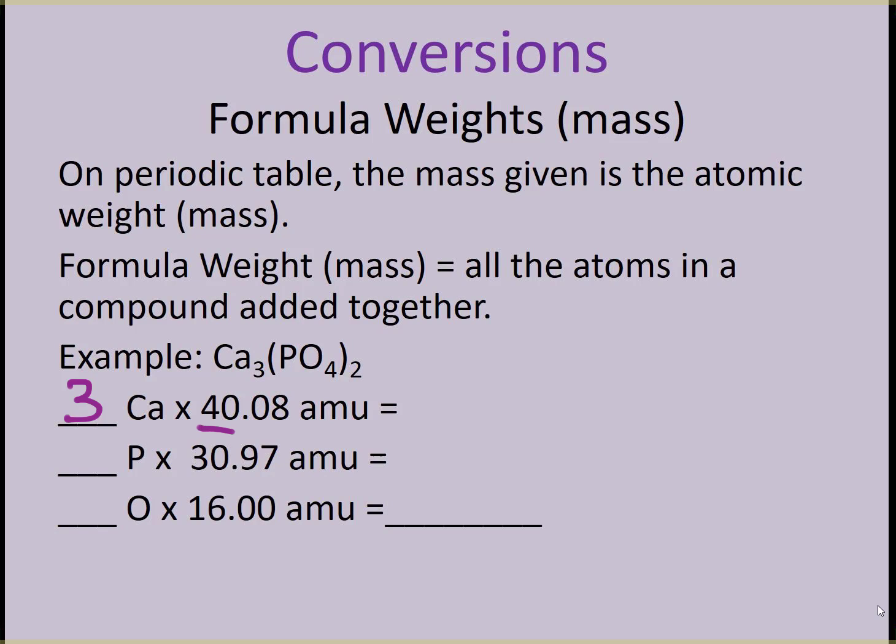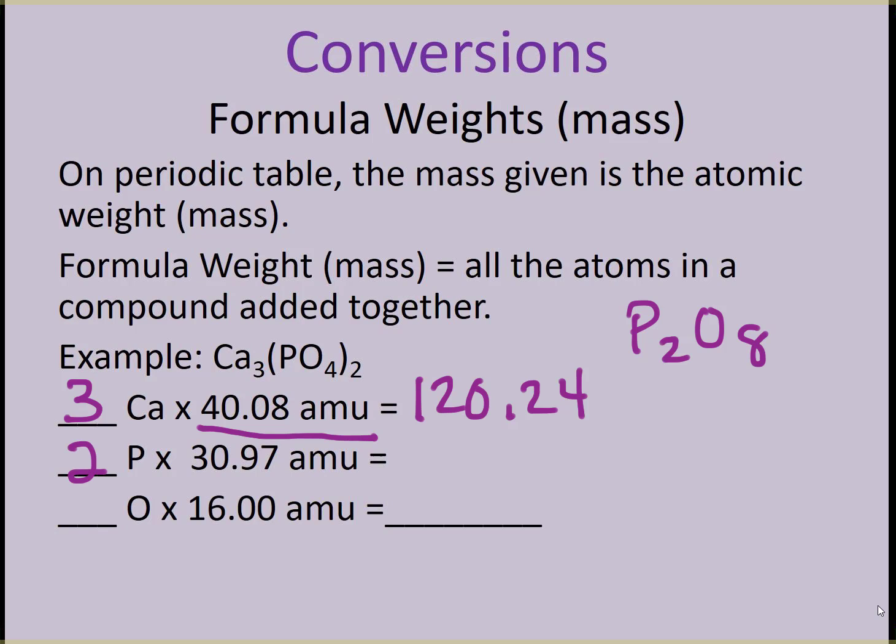So looking up the weight or the mass of just one calcium, I would get 40. So I multiply it by 3 and I'm going to get 120.24. Look at the phosphorus. I do have those parentheses. I can distribute the 2. So this would be a P2O8. We don't normally do that, but we're counting atoms, and I would have 2 phosphoruses.